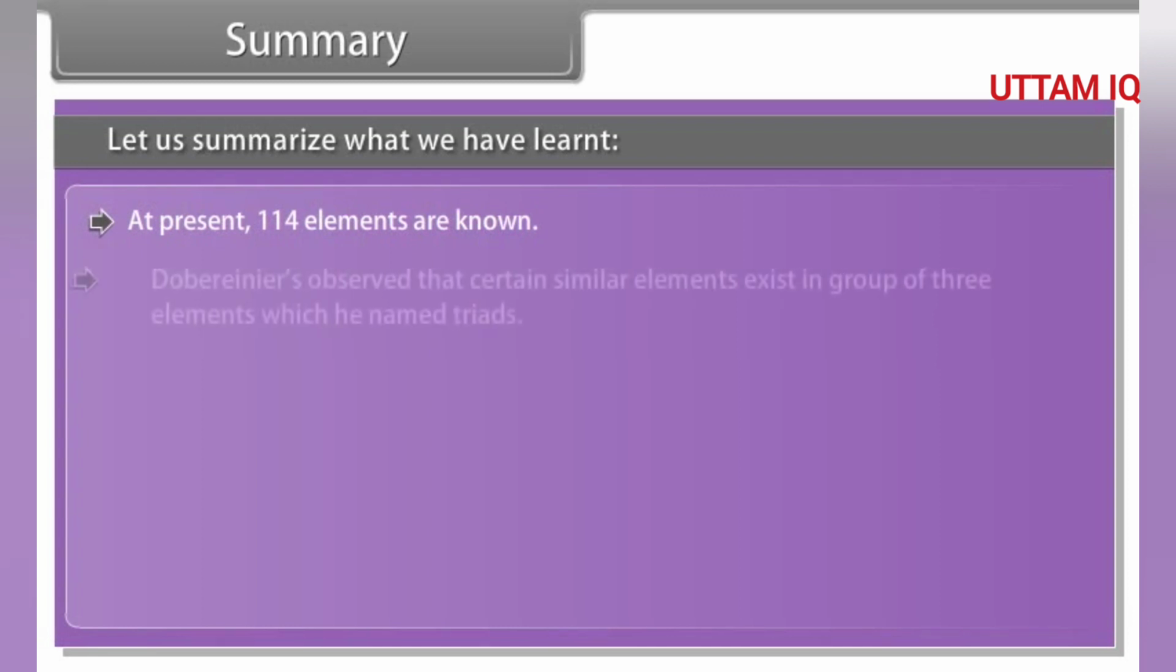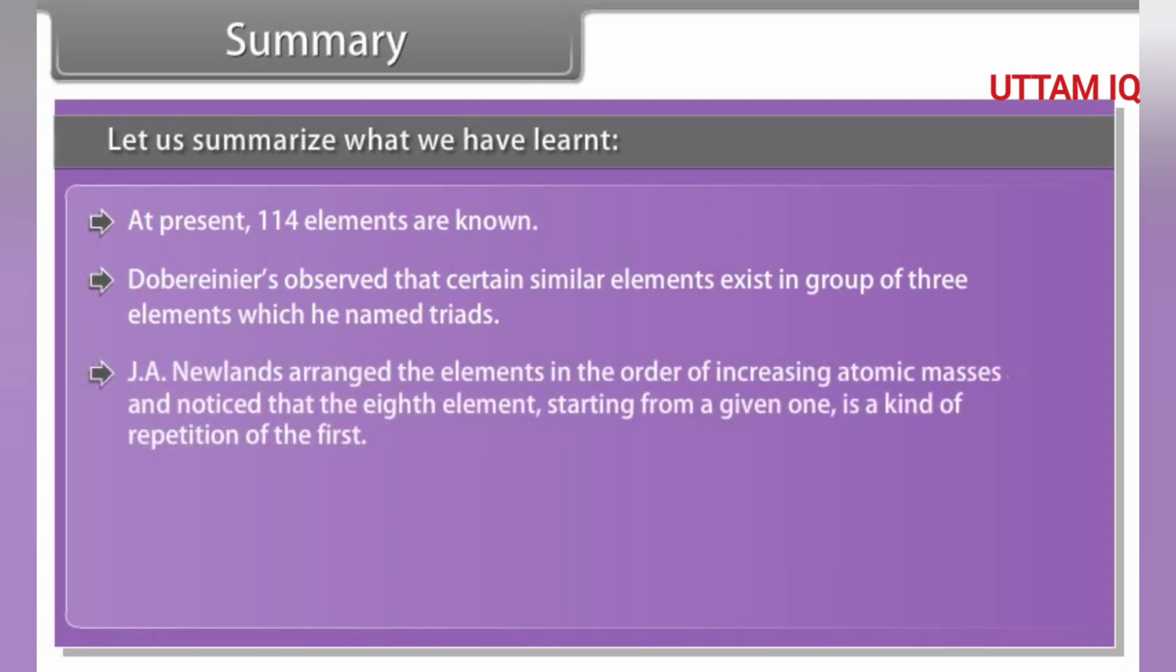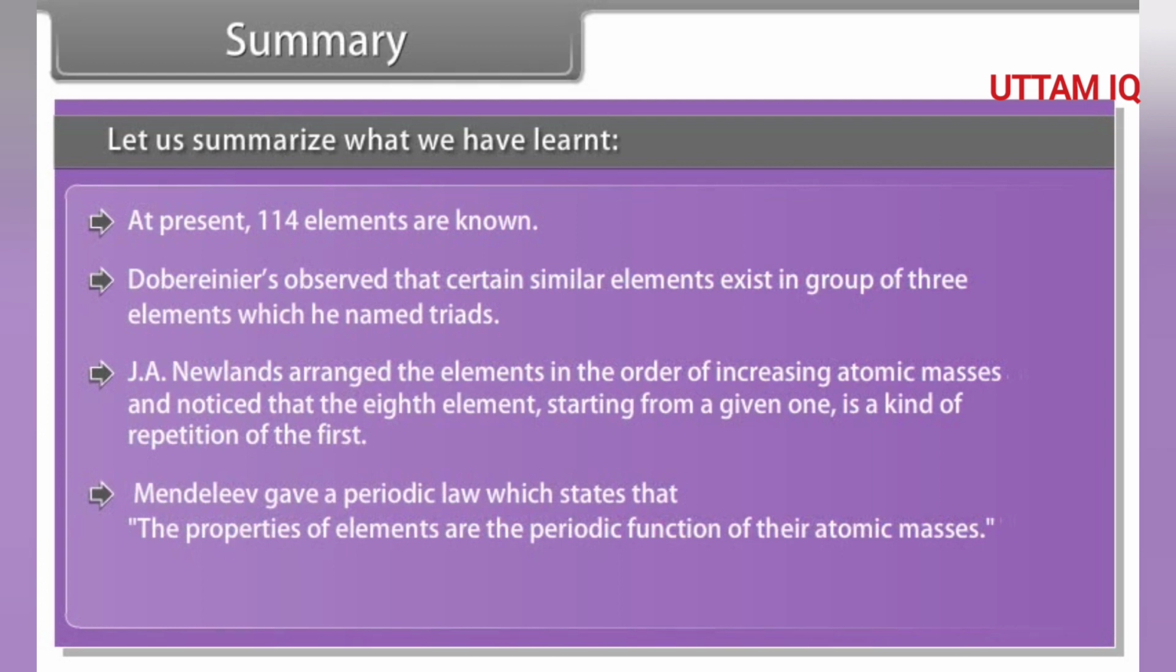Summary. Let us summarize what we have learnt. At present, 114 elements are known. Döbereiner observed that certain similar elements exist in groups of 3 elements, which he named triads. J. A. Newlands arranged the elements in the order of increasing atomic masses and noticed that the 8th element starting from a given one is a kind of repetition of the first. Mendeleev gave a periodic law which states that the properties of elements are a periodic function of their atomic masses.